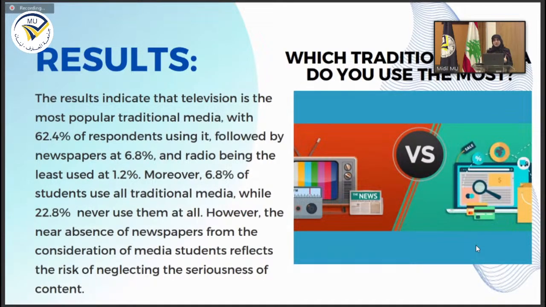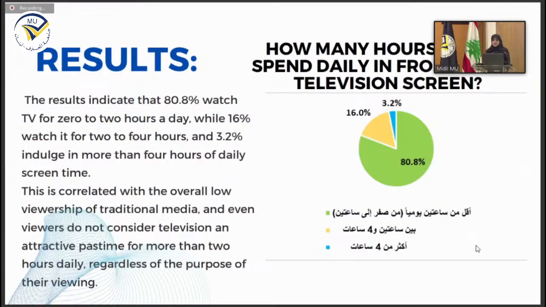As a media instructor, I find this so dangerous because I would call it a near absence of newspapers from the consideration of the media students, which reflects the risk of neglecting the seriousness and depth of the content. How many hours do you spend daily in front of the television screen?